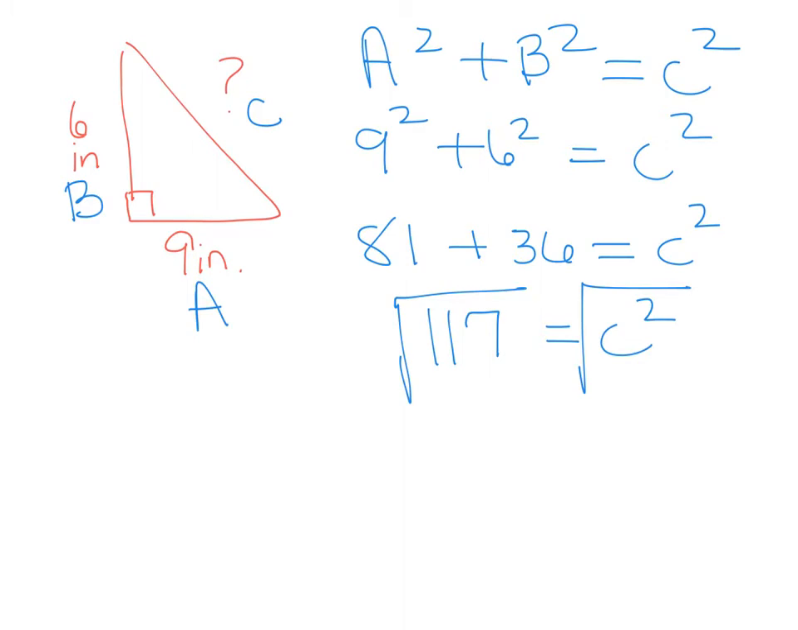And when I take the square root of 117, on the iStep, they may want you to calculate it to the nearest tenth, the nearest hundredth. They may say leave it in square root form. It just kind of depends on what is asked of you.